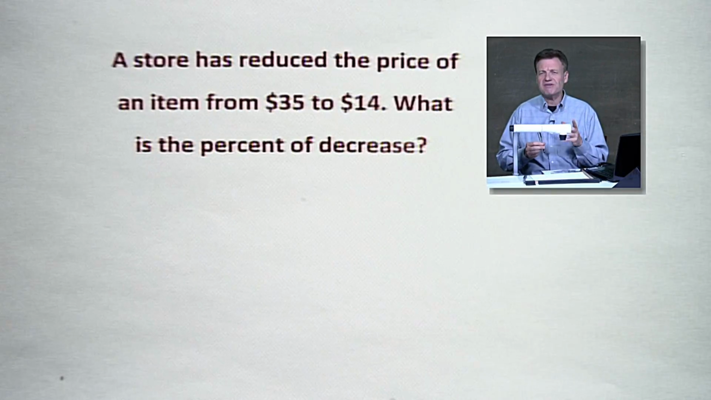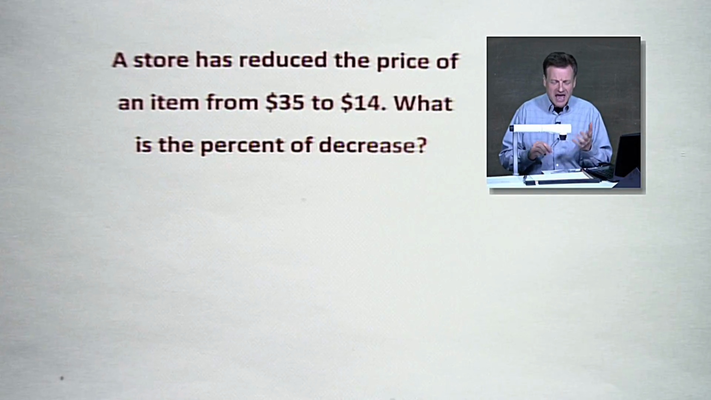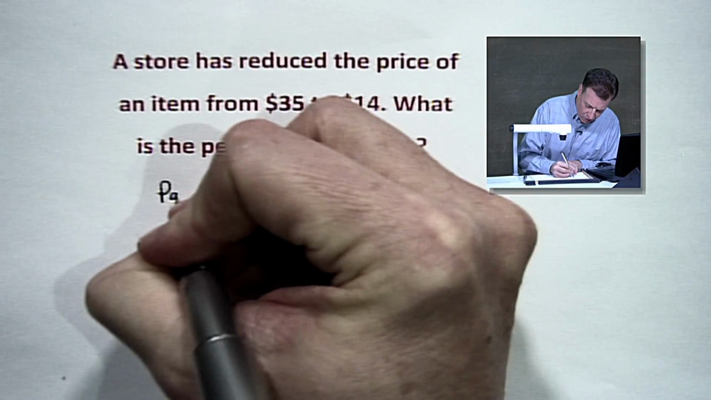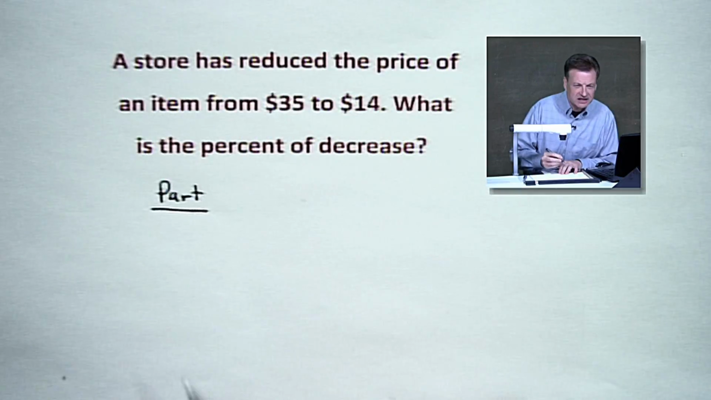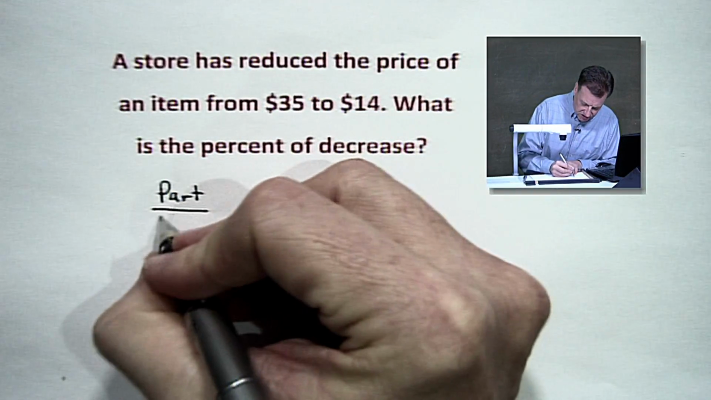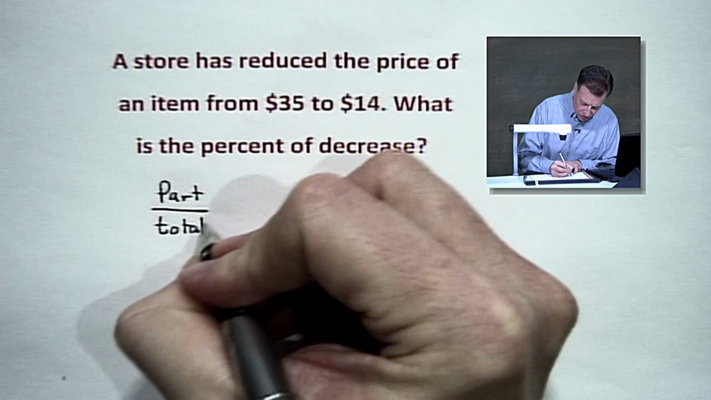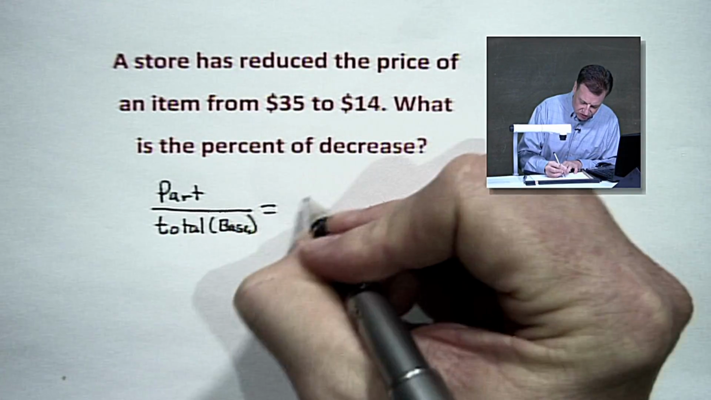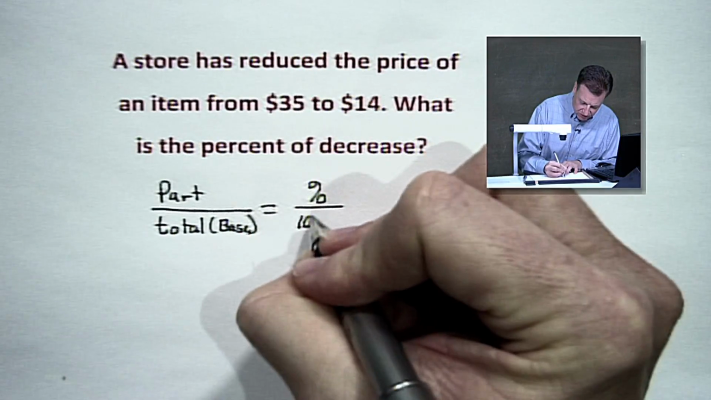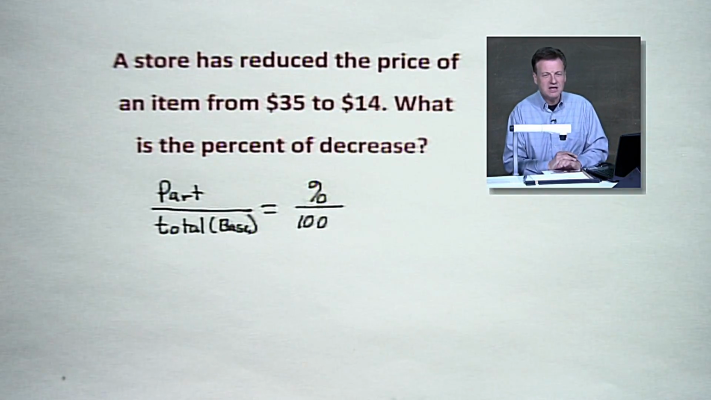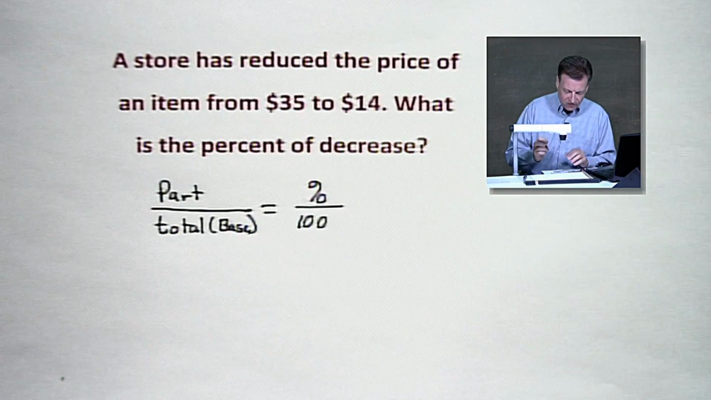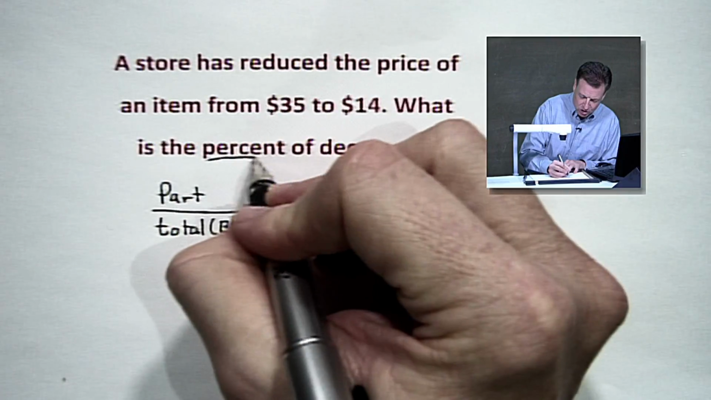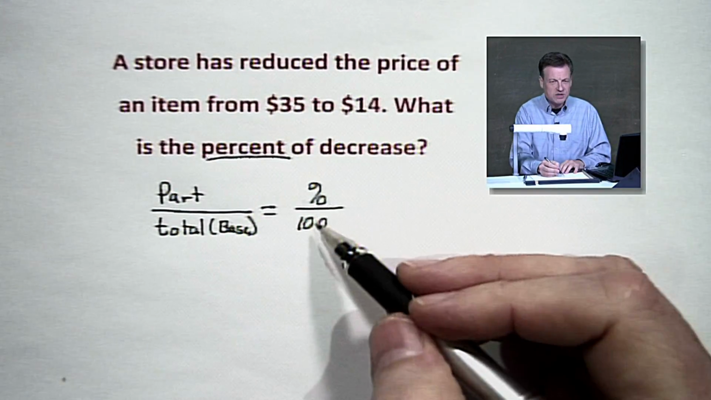So what we've got to do, first of all, is figure out how much did this decrease and where did it start. Let's look at this. We think of the formula as being, and I'm going to go proportional on you today, part over the total, or sometimes we call that the base, equals the percent over 100. There's our formula. So what is it we're looking for? We're looking for the percent. Notice it says, what is the percent of the decrease? Percent always goes over 100.